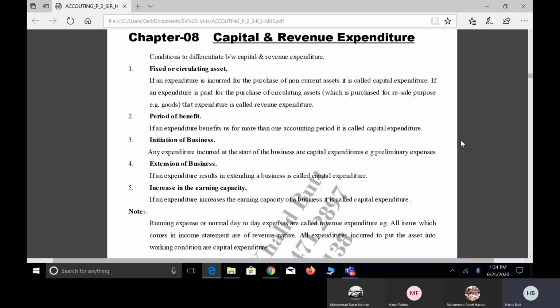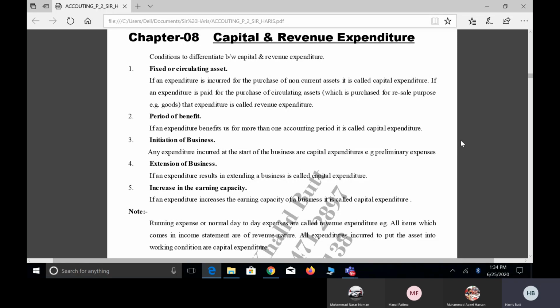a capital expenditure. For example, you have increased the seating capacity in the cinema hall, and you have installed more seats. When you have installed more seats, more people will come. When more people will come, your earning capacity will increase, business will extend. That is a capital expenditure because you will increase the earning capacity of the business.